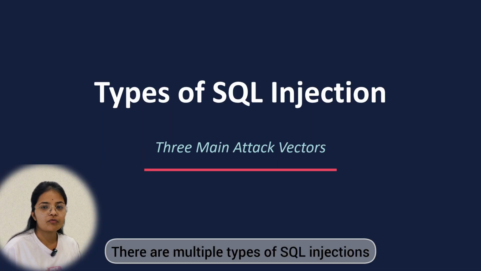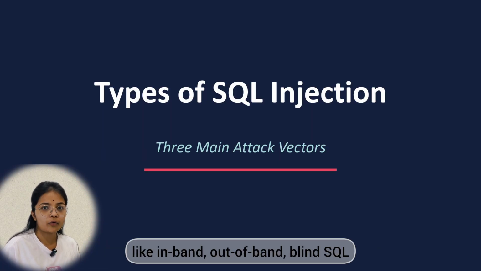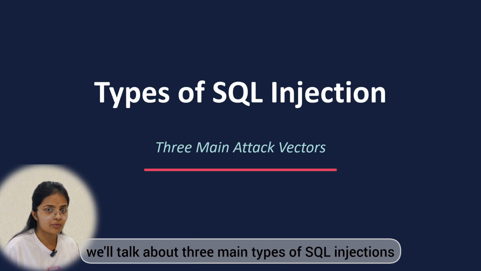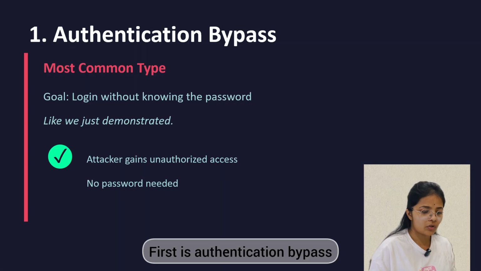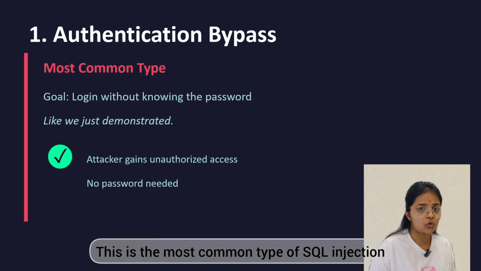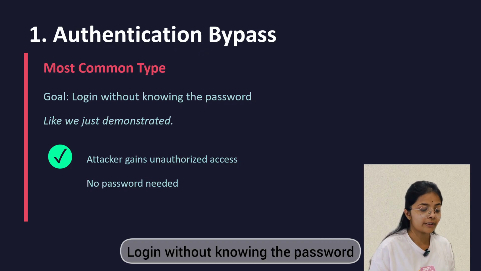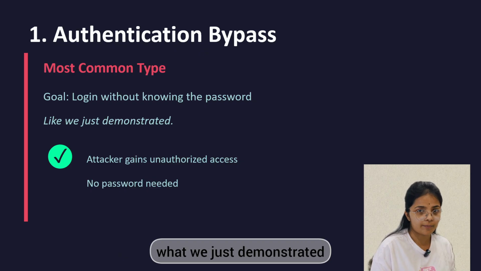There are multiple types of SQL injection, like in-band, out-of-band, and blind SQL injection, but in this video we'll talk about three main types. First is authentication bypass. This is the most common type of SQL injection, and here the goal is simple: log in without knowing the password, and this is exactly what we just demonstrated.